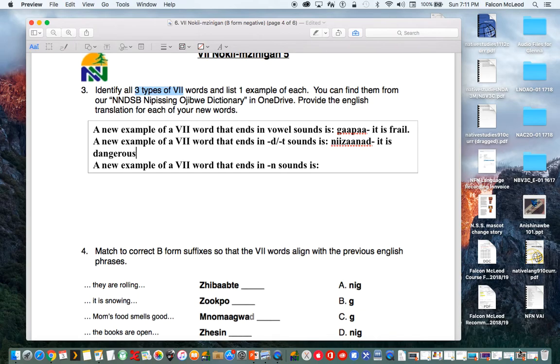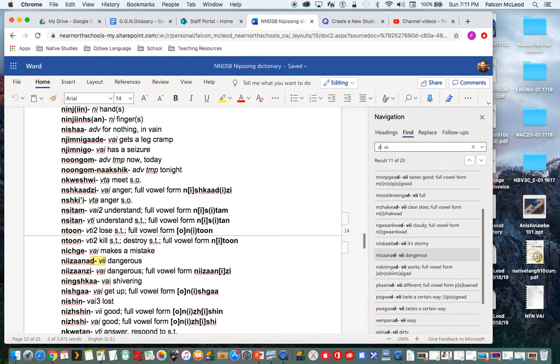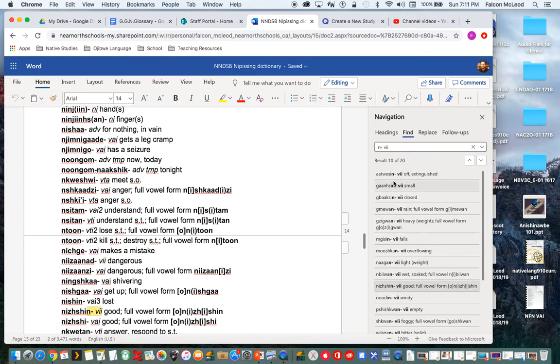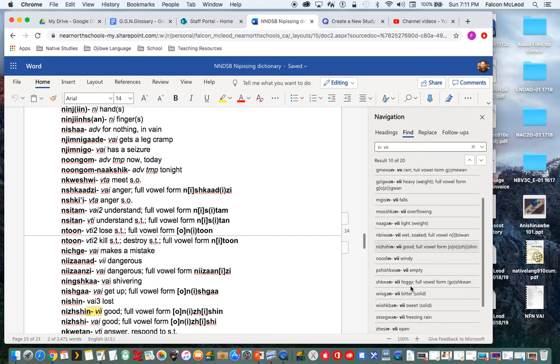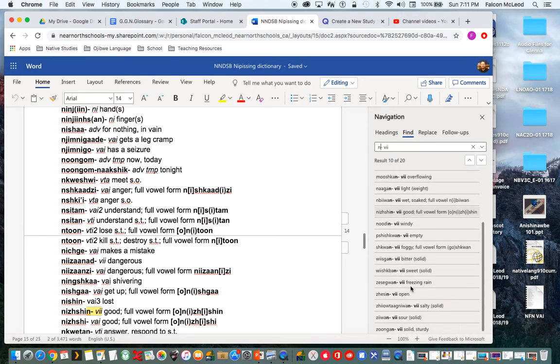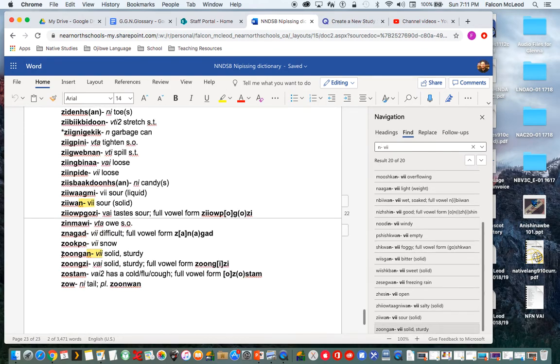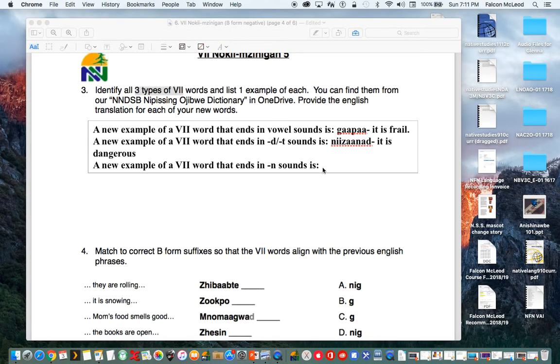And then our last one is ones that end with N sounds. So we're going to drop that D for an N sound there in our search. Let's see here. Let's use zhongan. So zhongan means it's solid or sturdy. If it has multiple translations, you can just pick one.